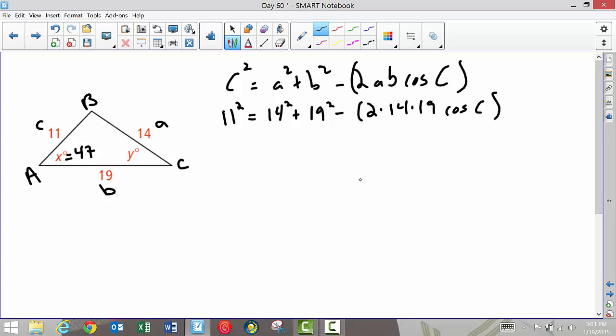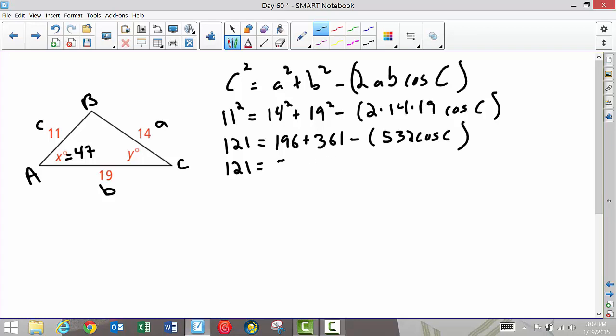So I need to evaluate. 121. 14 squared again is 196. 19 squared is again 361. 2 times 14 times 19 is 532 cosine of C. 121 equals 196 plus 361, 557, minus 532 cosine of C. Minus 557 from both sides because I need to get C alone, or in this case it's Y.